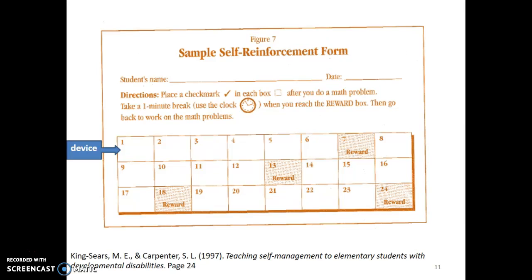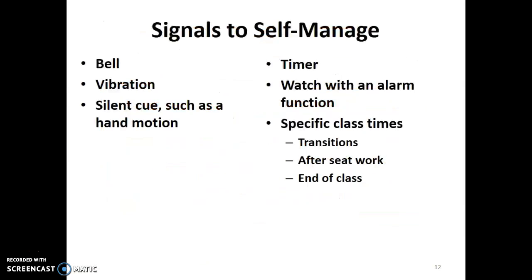Here's a self-reinforcement device with directions to place a check mark in each box after you do a math problem. Take a 1-minute break, use the clock, when you reach the reward box. Then go back to work on the math problems. Some signals to self-manage are a bell, vibration, a silent cue such as a hand motion, a timer, maybe a watch with an alarm function, or specific class times such as transitions, after seat work, or at the end of class.